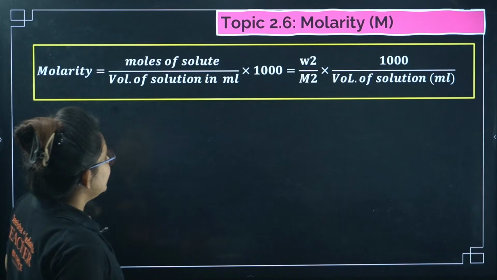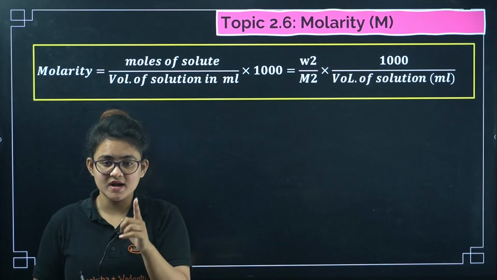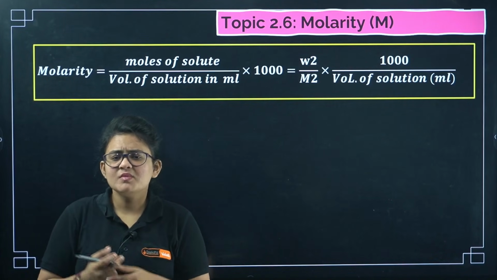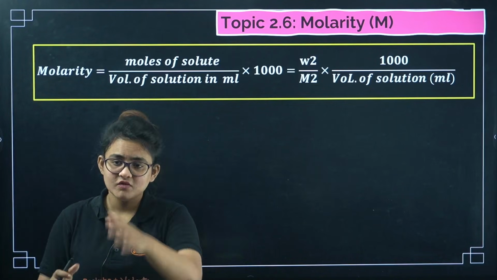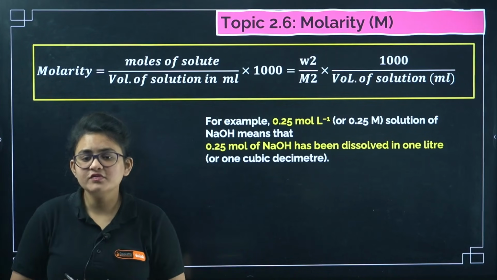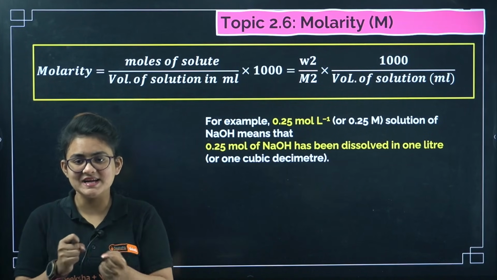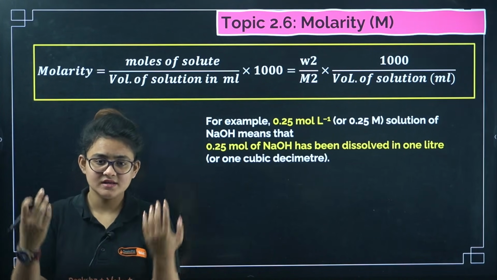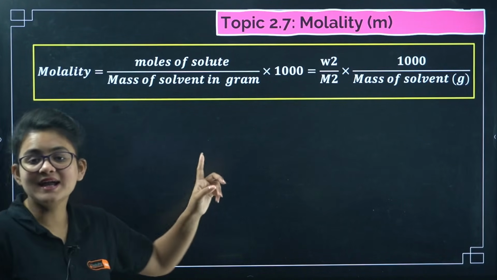Okay, this is how. Next you can see molarity. So this is your formula: number of moles of solute divided by the denominator part. Remember, it is the volume of solution itself, into 1000. Number of moles we can break into given weight divided by molecular weight, into 1000, divided by volume of the solution, right? So what does it mean by a 0.25 molar solution? It means 0.25 mole of that particular solute is present in 1 liter or 1 cubic decimeter of a solution. Okay, let's proceed. Here you can see this is molality.